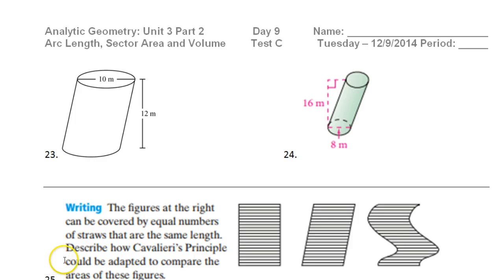All right, this is the fourth and final video on arc length, sector area, and volume. This video will focus on the Cavalieri's principle type shapes that are slanted off to one side and yet have the same volume of their straight up and down brothers.